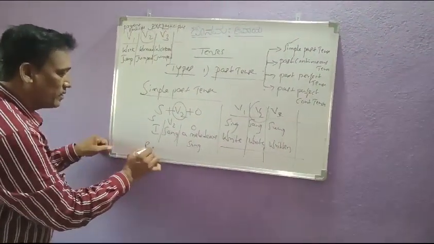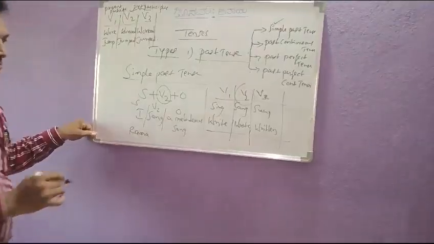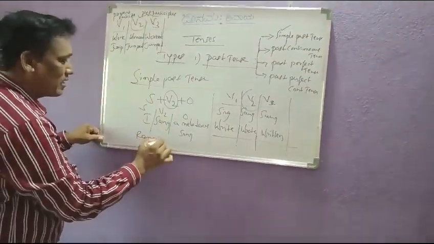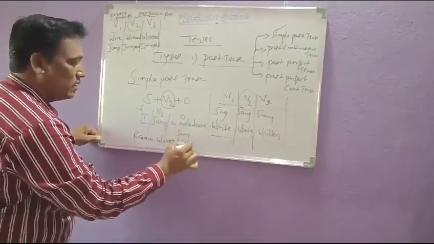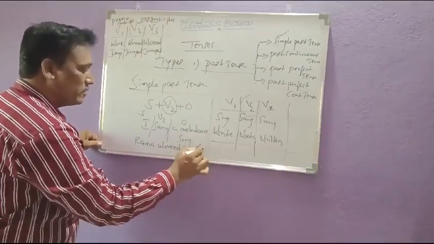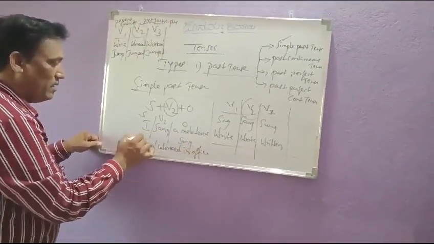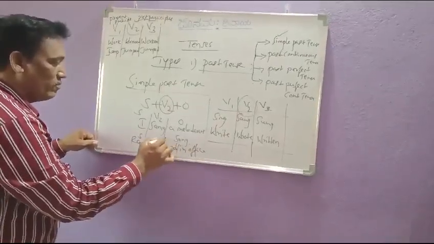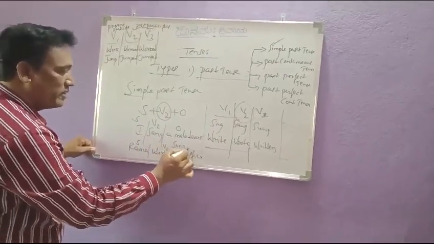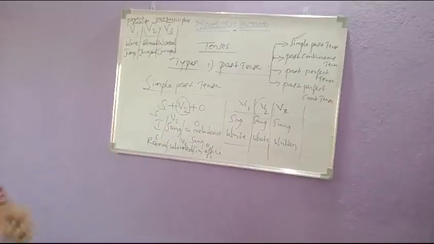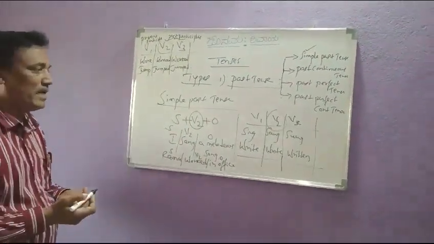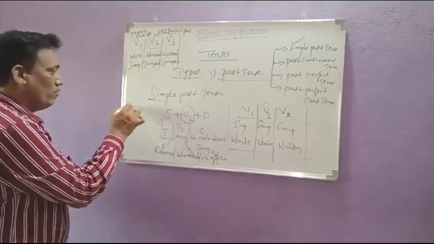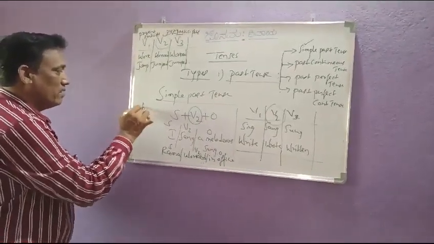For example, Rama worked in office. Rama is the subject, worked is V2, in office is the object. Rama worked in office.